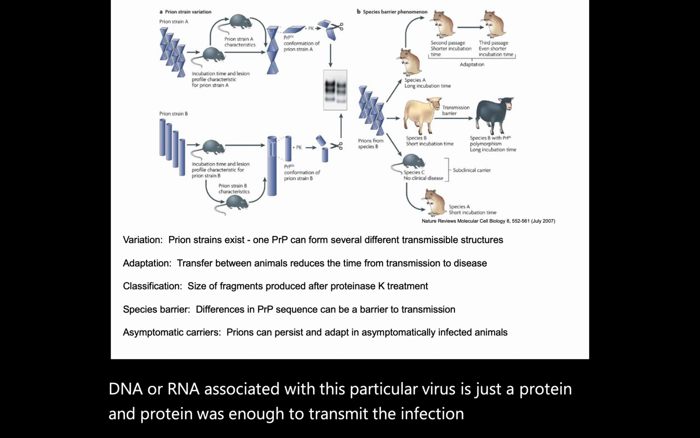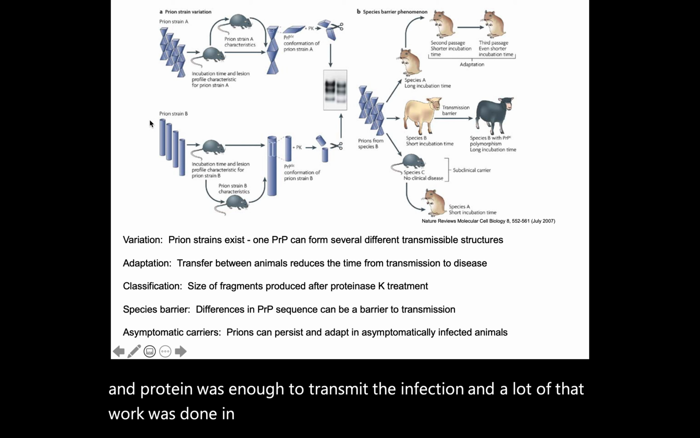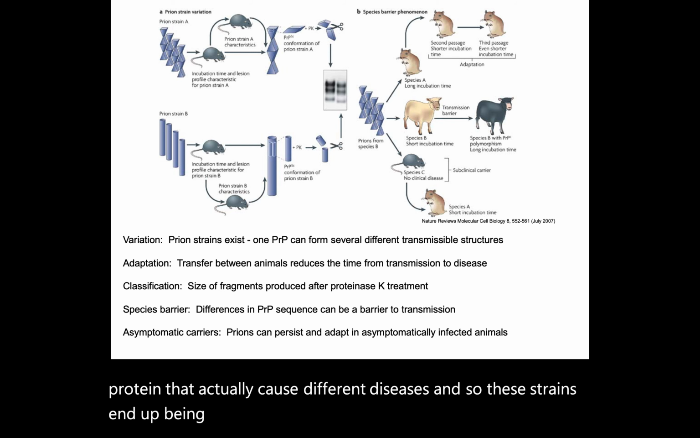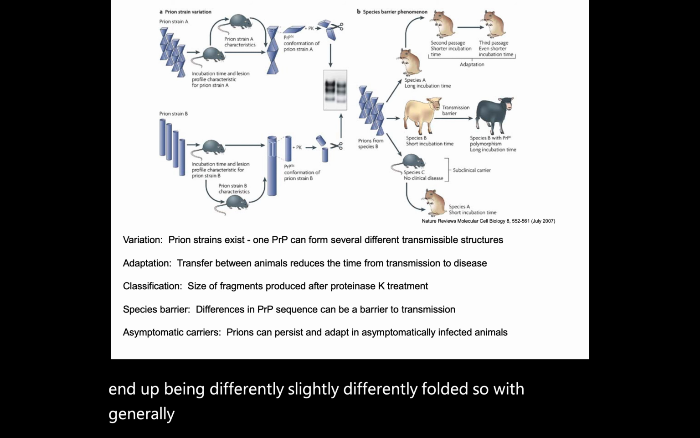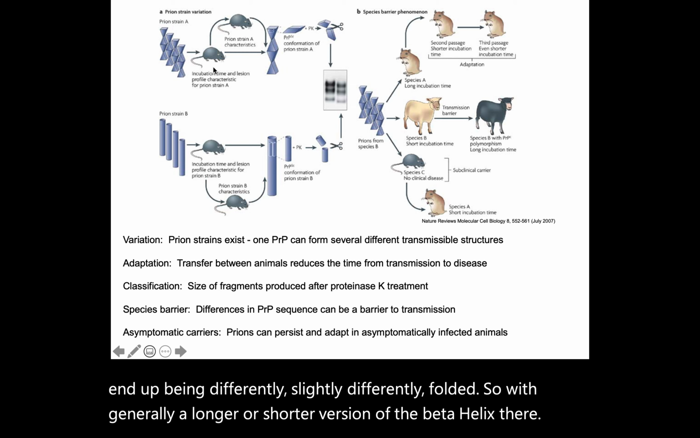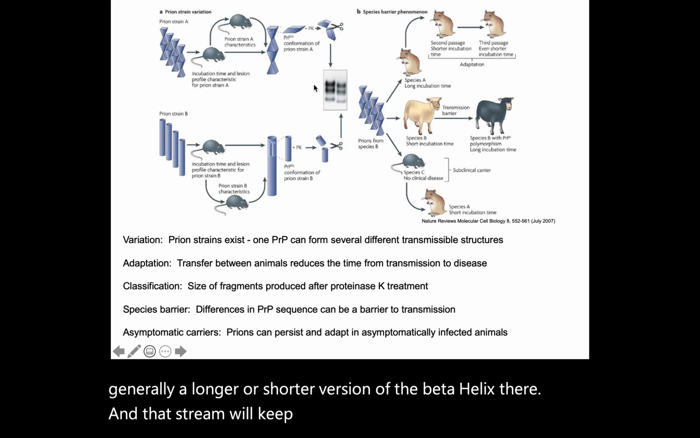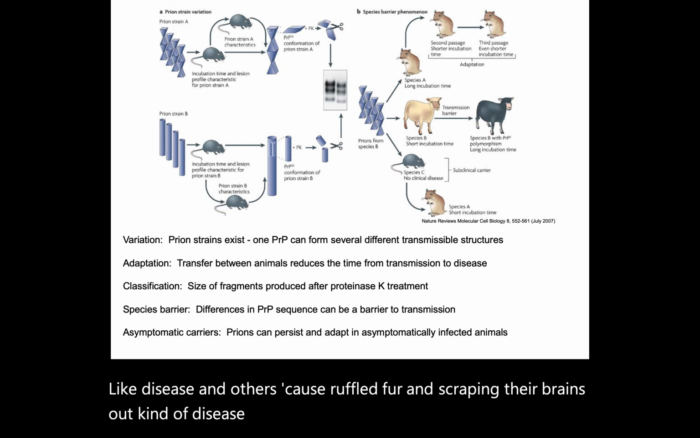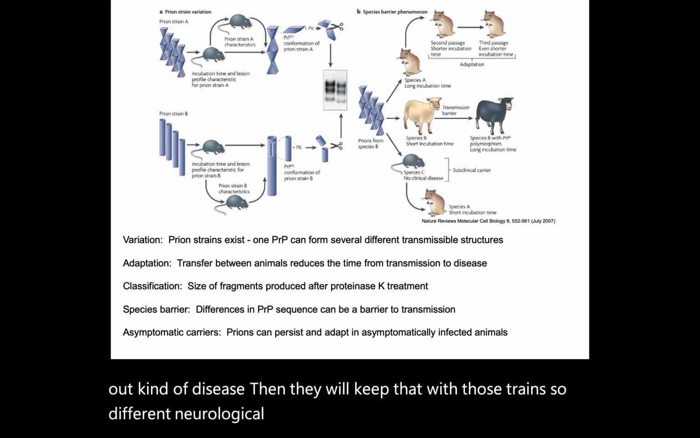And a lot of that work was done in yeast. But there are different strains of the protein that actually cause different diseases. And so these strains end up being slightly differently folded, with generally a longer or shorter version of the beta helix there. And that strain will keep its characteristics. So if some cause really rapid onset Alzheimer's-like disease and others cause ruffled fur and scraping their brains out kind of disease, then they will keep that with those strains. So different neurological effects.